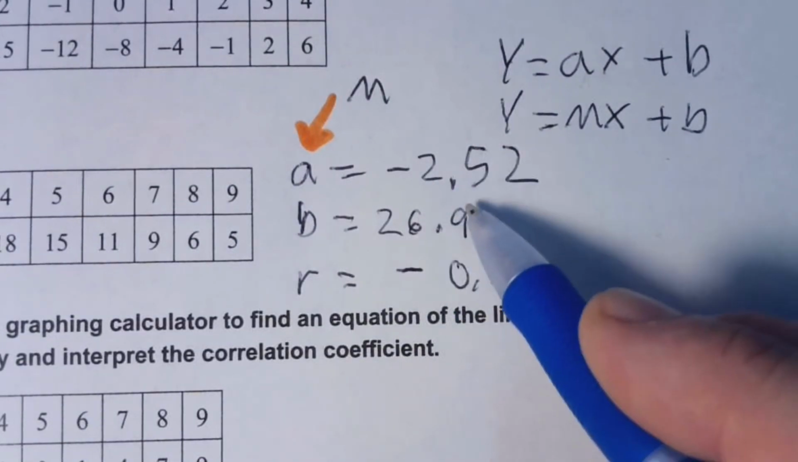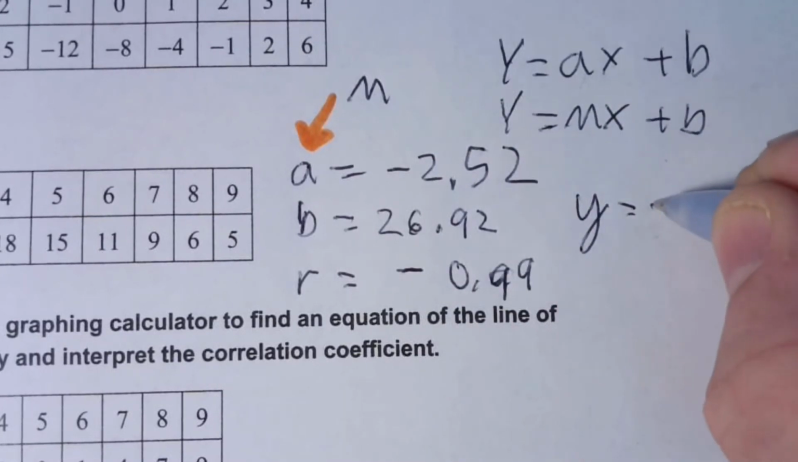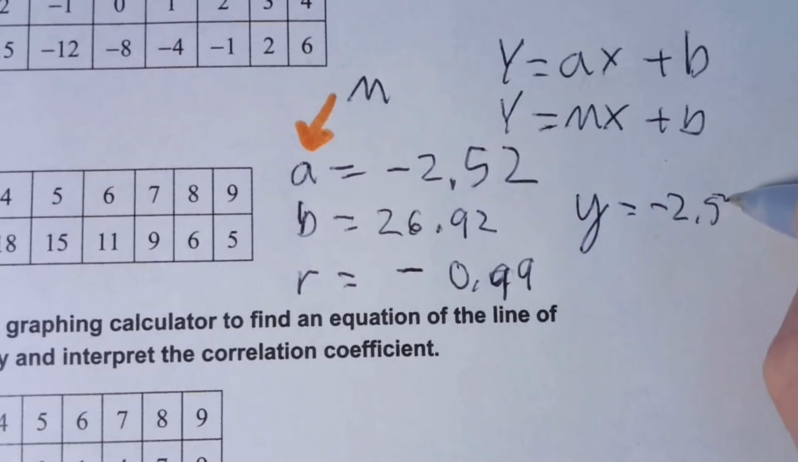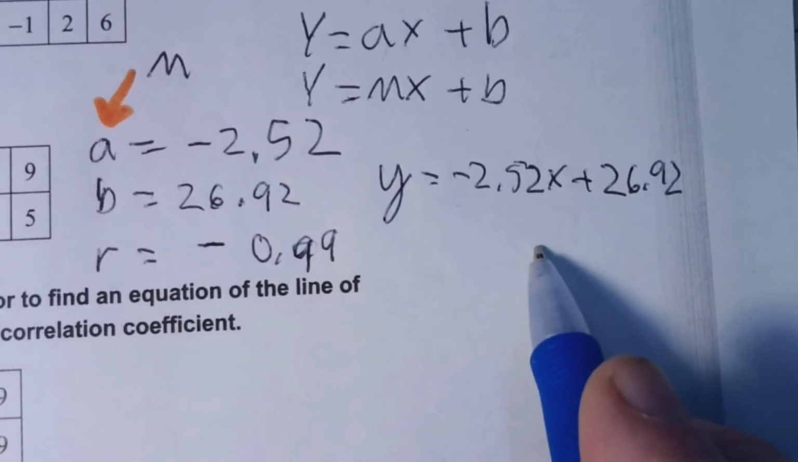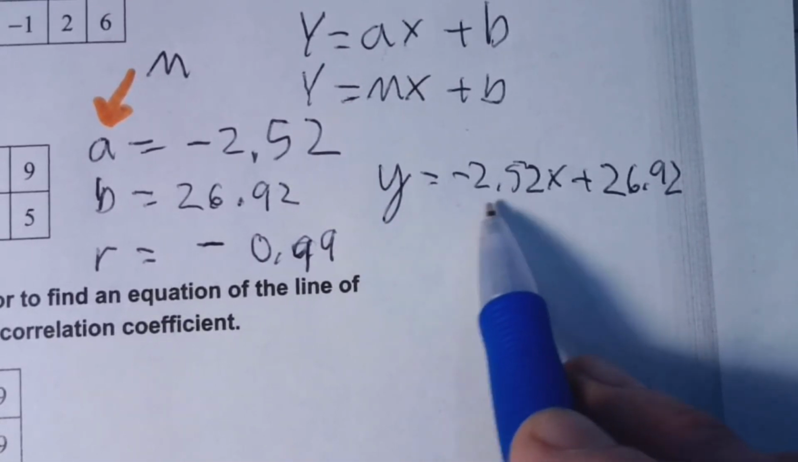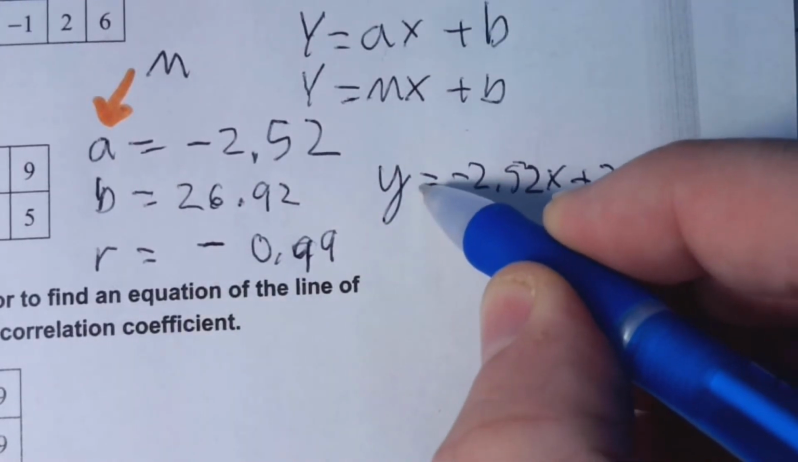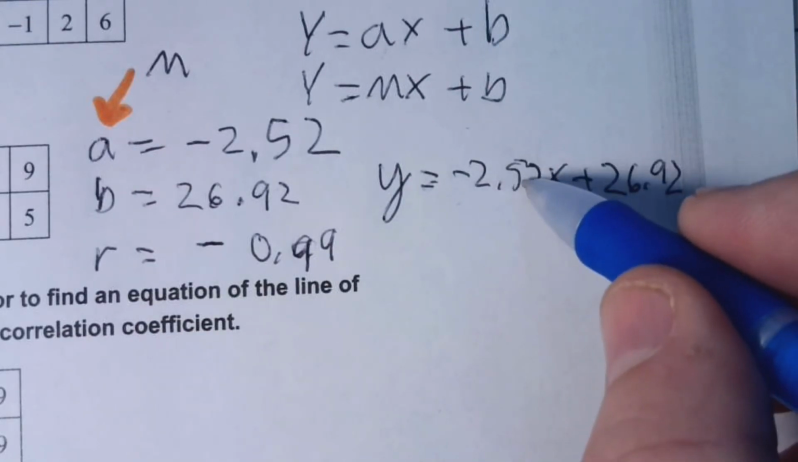All right, now we need to figure out what this is. So I'm going to write this in slope-intercept form. Y equals negative 2.52x plus 26.92. Okay, so what we just did is we found the real line of best fit. When we do this, because it's kind of a statistics thing, our slope is actually going to be a decimal most of the time instead of a fraction.